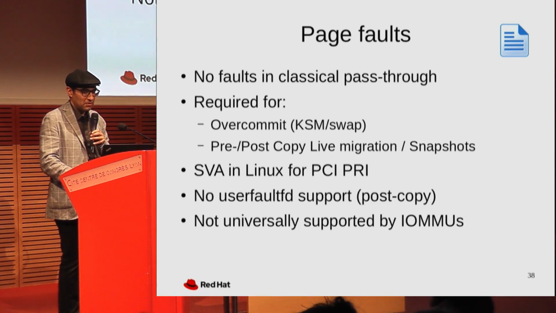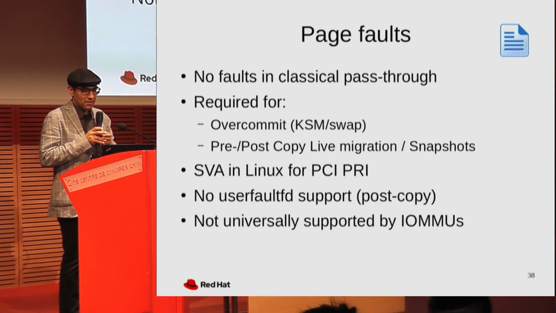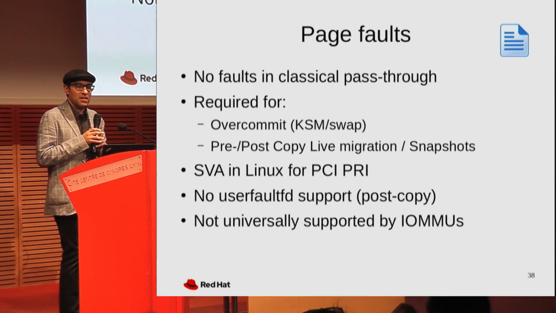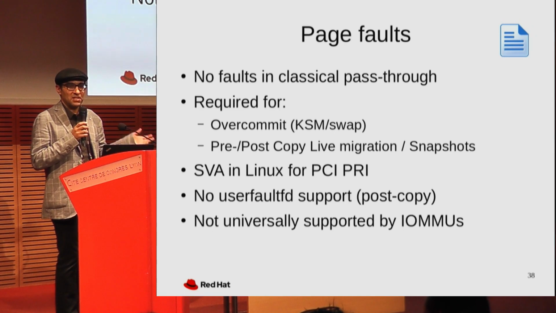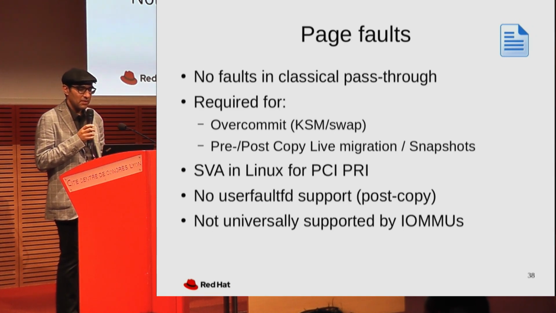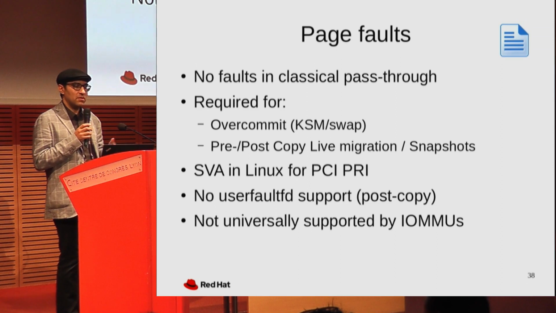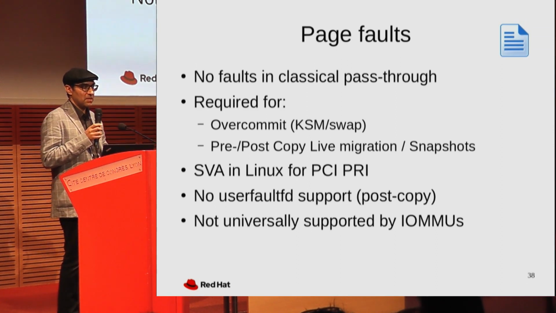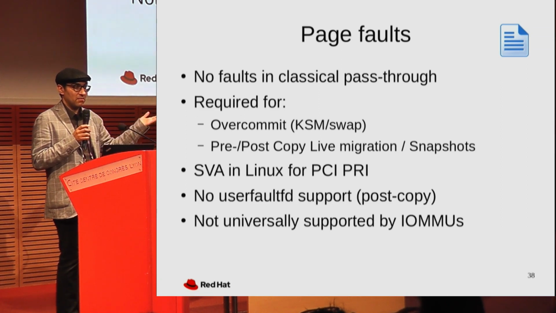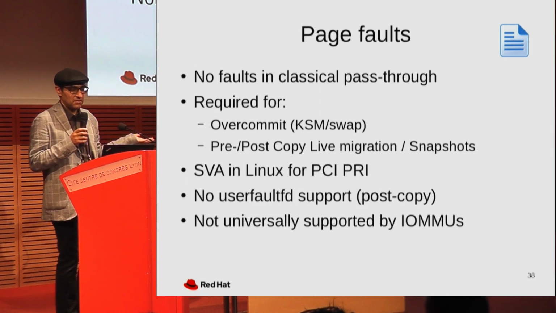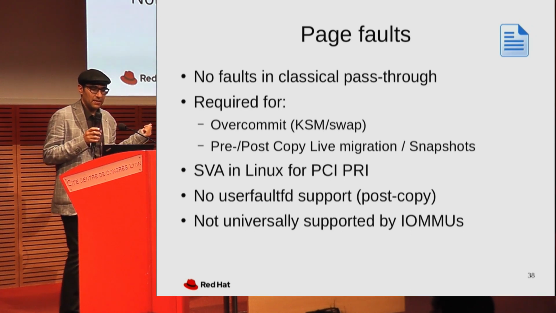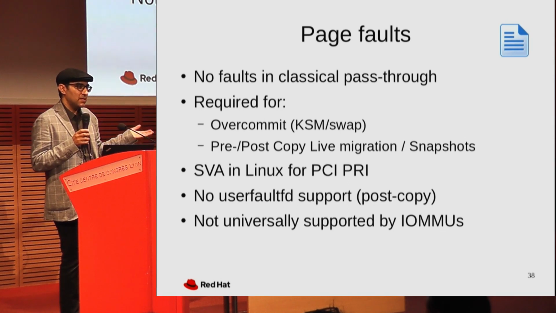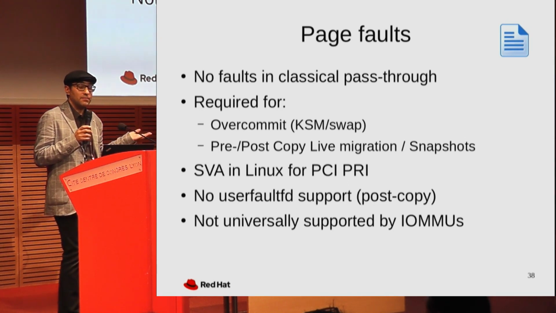I want to talk about post-copy. So let's do this. Page faults are kind of important, and they tend not to work for hardware. But they're nice if you can have them, because you can do overcommit with KSM and swap. And you can do pre-copy migration with write faults, and you can do post-copy with read and write faults, snapshots and stuff. So there is support for the page request interface, if you have hardware that supports that.